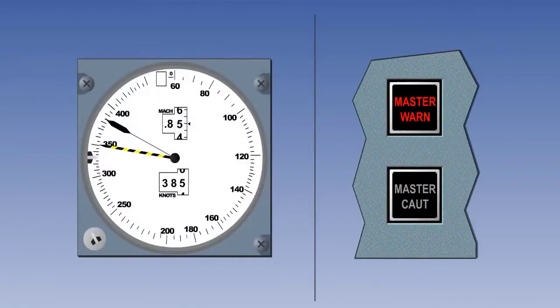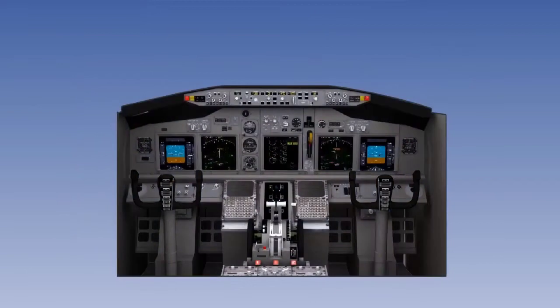In this lesson, we will be covering speed warnings. Included in this will be overspeed and stall warnings.